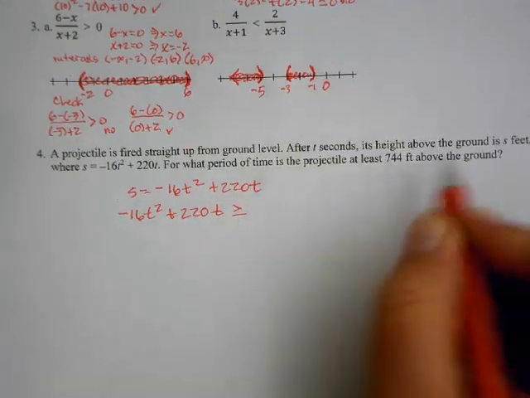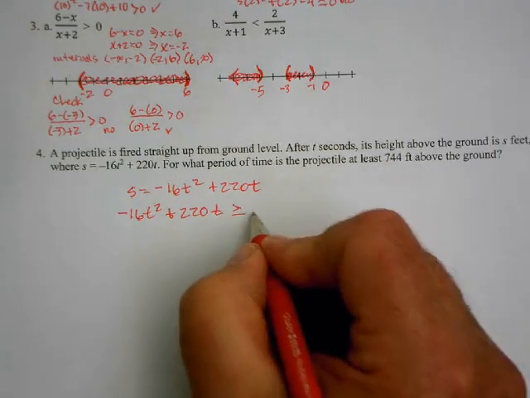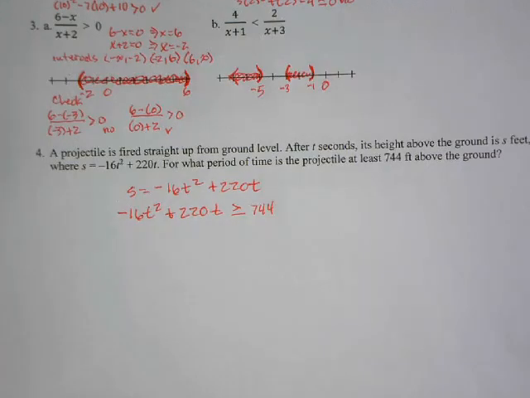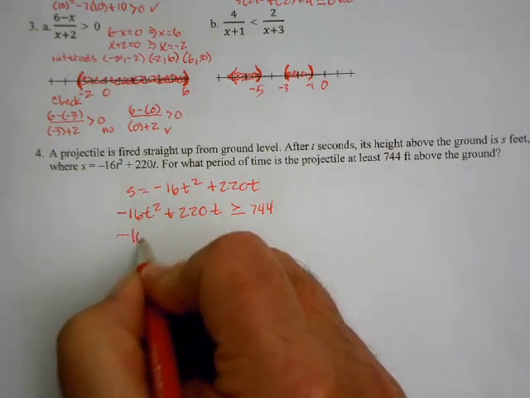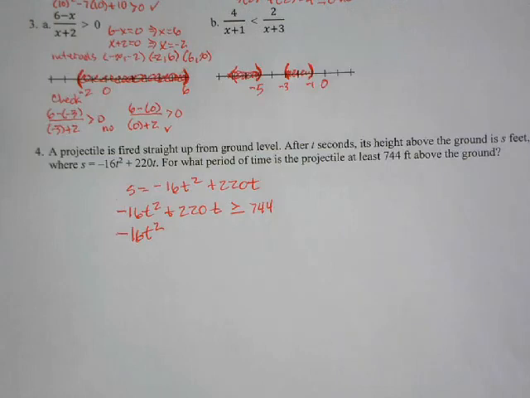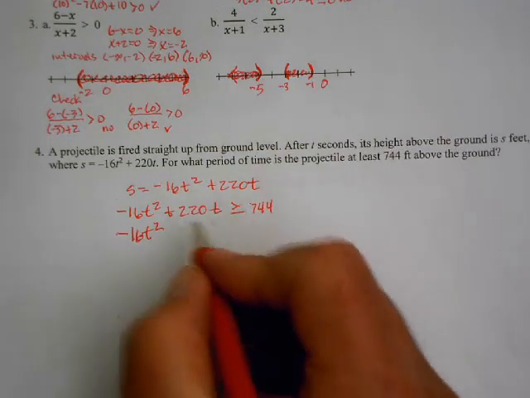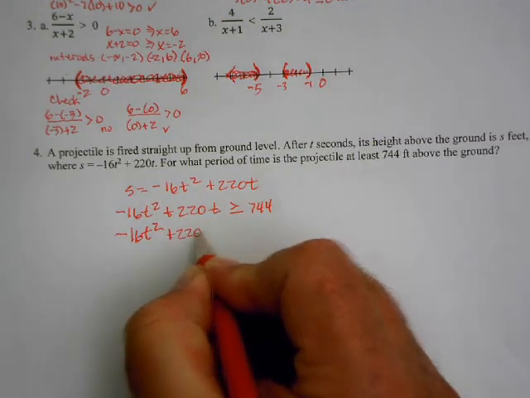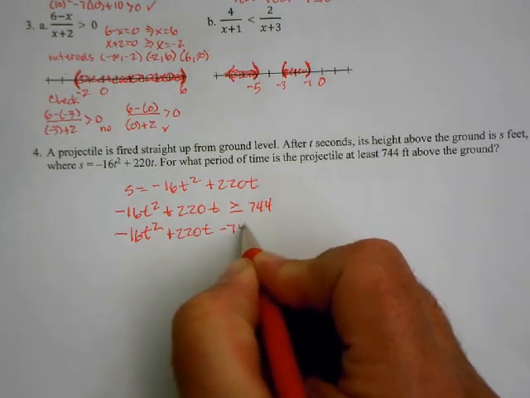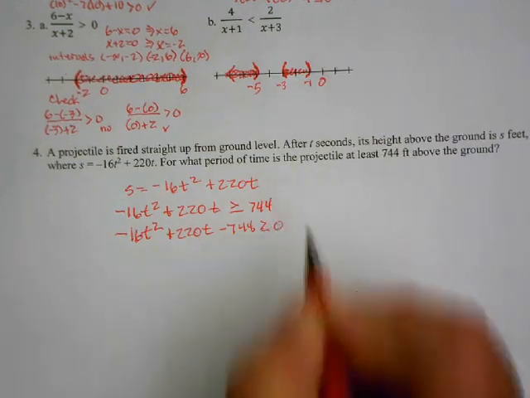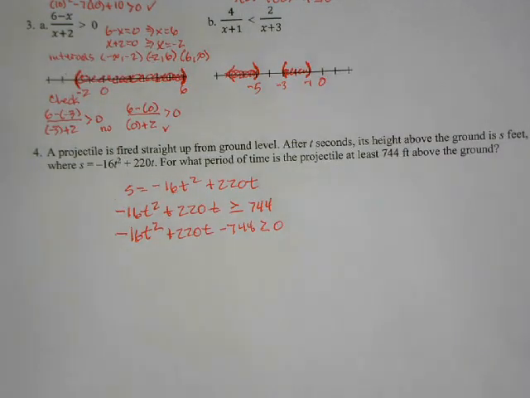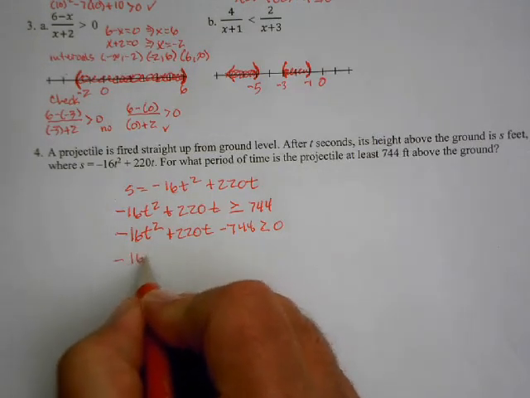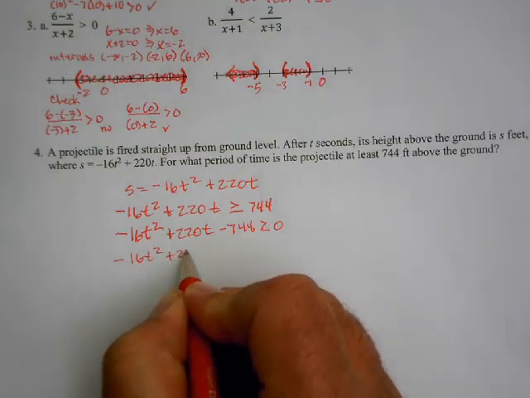So we'll move everything to one side. Plus the 220t, subtract 744, greater than or equal to 0. So we always want to set it so it's greater than or less than 0. Now we're going to take the case as if this equaled 0 and go ahead and solve.